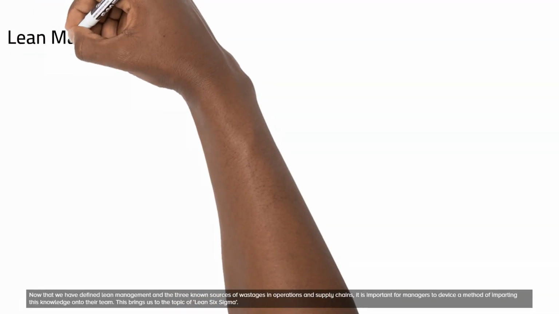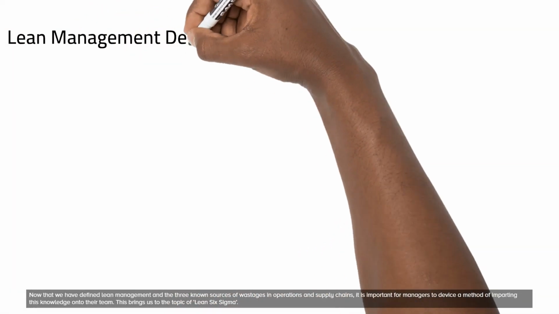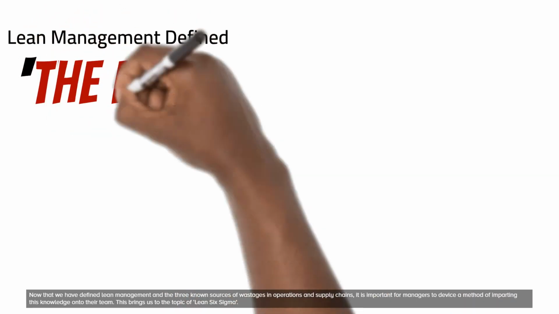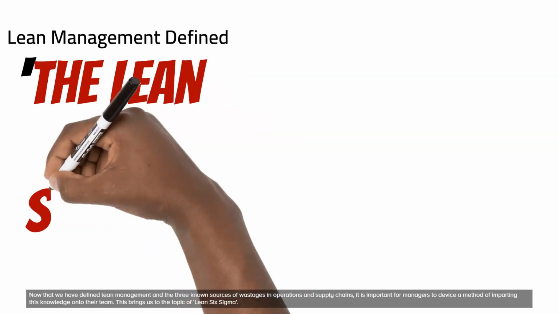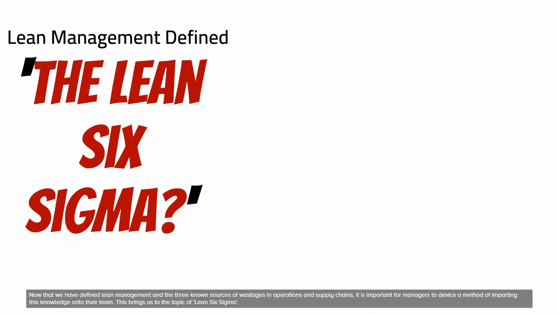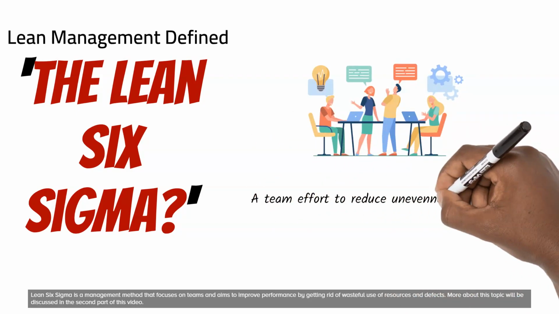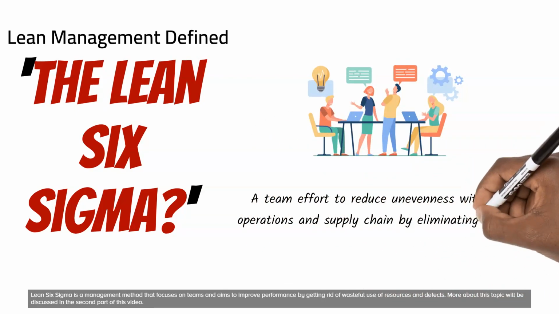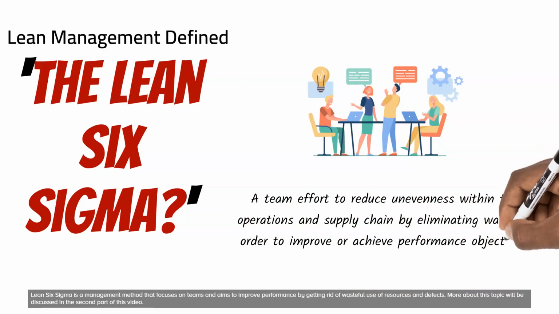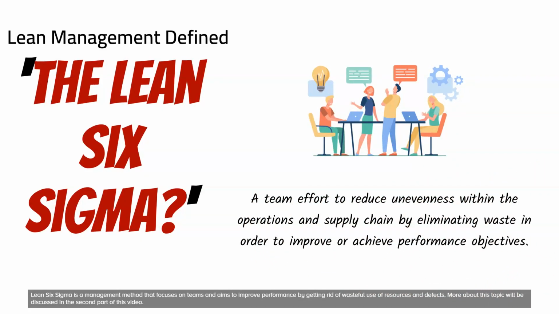Now that we have defined lean management and the three known sources of wastages in operations and supply chains, it is important for managers to devise a method of imparting this knowledge onto their team. This brings us to the topic of Lean Six Sigma. Lean Six Sigma is a management method that focuses on teams and aims to improve performance by getting rid of wasteful use of resources and defects. More about this topic will be discussed in the second part of this video.